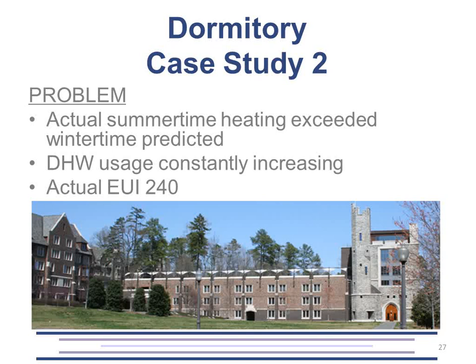One of the first problems that we experienced: this project was completed in 2010. Last year, the university came back to us and said, our summertime heating is actually above what your wintertime predicted is. What's going on here? And so, that could be a problem. And they also saw that their domestic hot water usage was constantly increasing. It never had achieved a sort of steady state. And we saw that once we got their data, their actual EUI was 240.